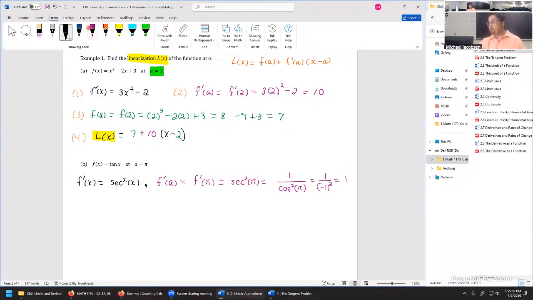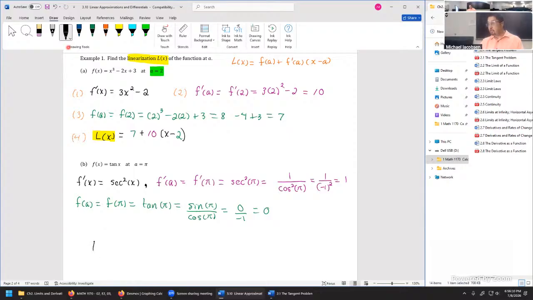On our next step, we compute f at a, which is f at pi. This is the original function f, so we go to the very top, compute tangent at pi. Tangent at pi is sine at pi divided by cosine pi, but sine at pi is 0, cosine pi is -1. So at pi, we get just 0 altogether.